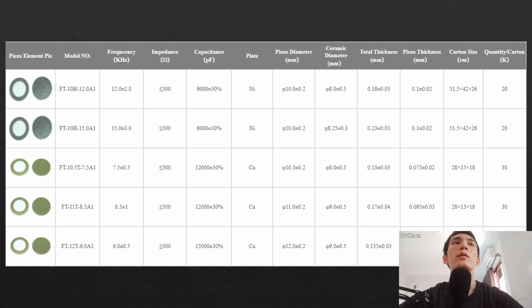This is an example from a dealer with choices and specifications listed. As you can see, there are differences in frequency, impedance, capacitance, the material of the plate, the diameter, and much more.